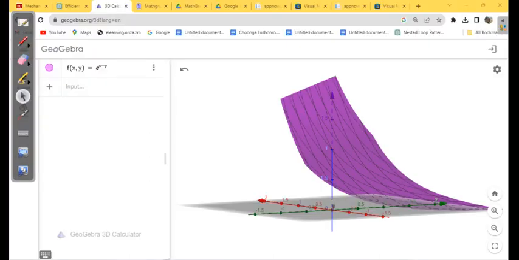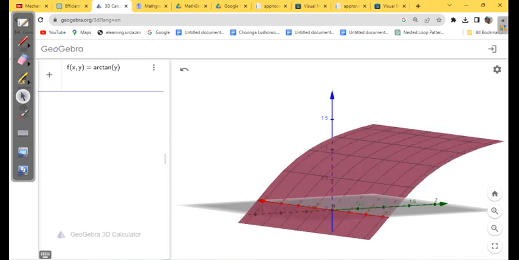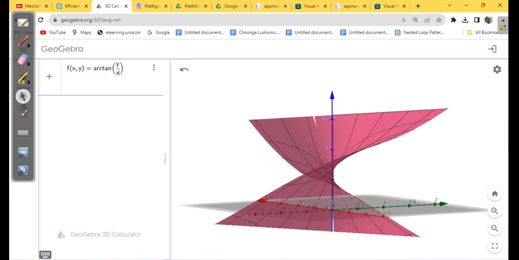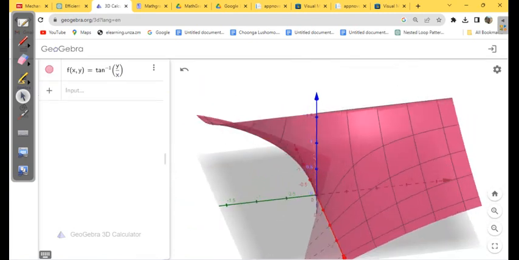So let me try to erase that. So we have our f of x comma y, that's equal to, I'll write as arctan of y over x, and that's simply how the graph appears.